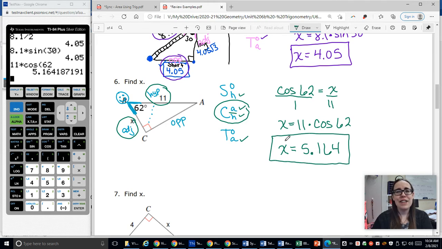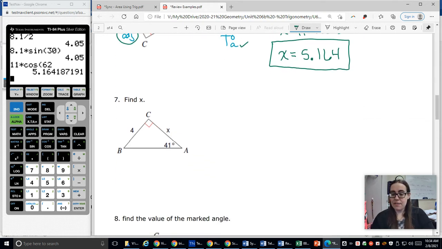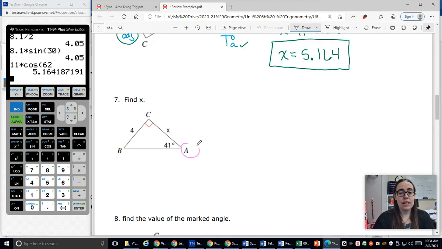All right, let's look at number 7. Number 7, I'm still looking for a side. I don't have a special right triangle, so I will have to use trig. So when I do this, I'm going to put my smiley face right here at the acute angle, 41 degrees. I know coming out of that smiley face, I have my hypotenuse and my adjacent side.